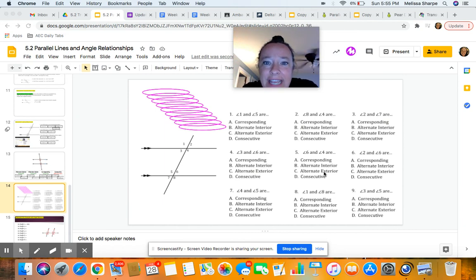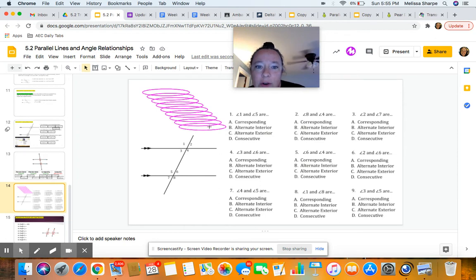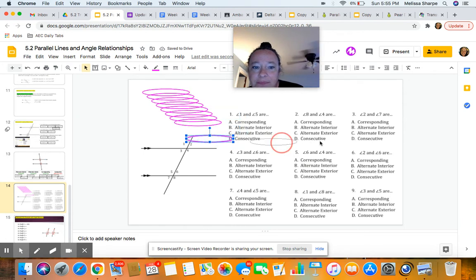More practice, and if you made your own copy of the Google Slides, you could practice and move these around yourself. I'm just going to pick a few and see if you can tell me the answers. Look at number 3. Angle 2 and angle 7. What are they? If I take one of these and I drag it, what would I need to circle for number 3? Angle 2 and angle 7. They're on the exterior, and so they're alternate exterior.